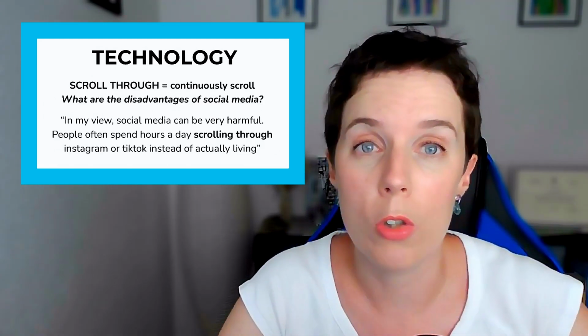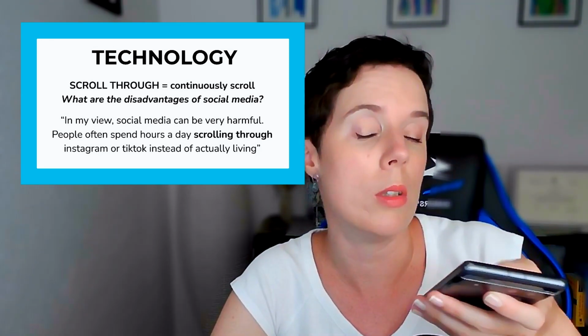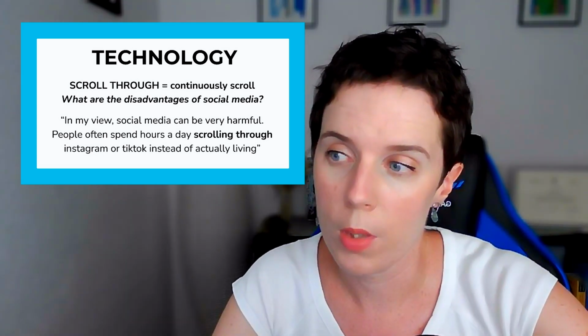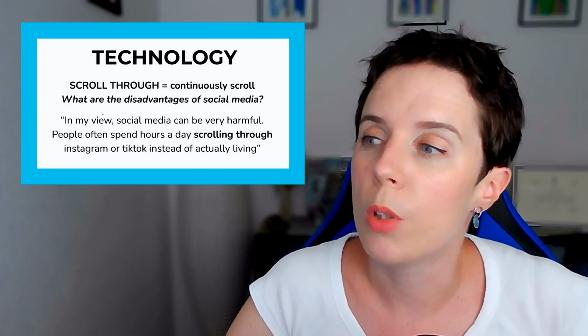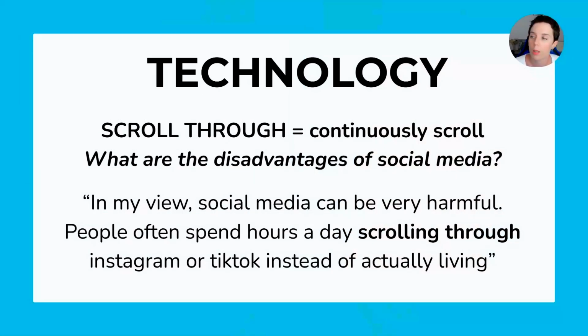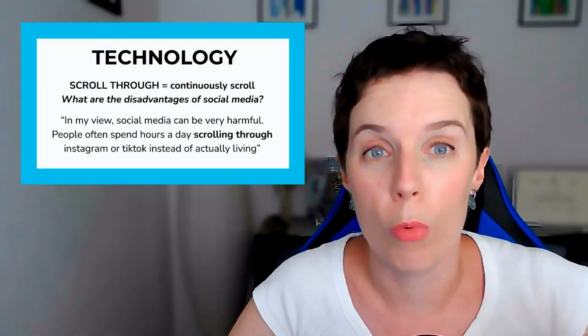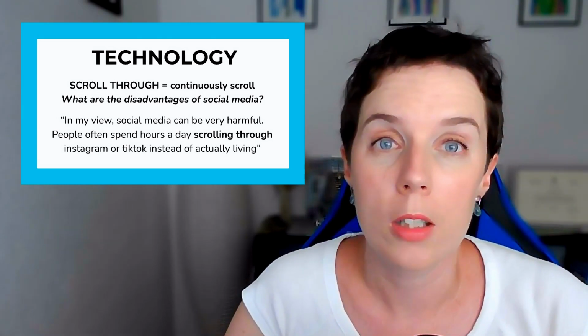All right. And another one for technology, to scroll through. If you scroll through something, you continuously scroll on your phone. This would be good to use in speaking, maybe speaking part 4, if they ask you the question, what are the disadvantages of social media? You could say something like, in my view, social media can be very harmful. People spend hours a day scrolling through Instagram or TikTok instead of actually living. So you would scroll through a website, an app, or your phone. All right, so that's our 4 for technology.